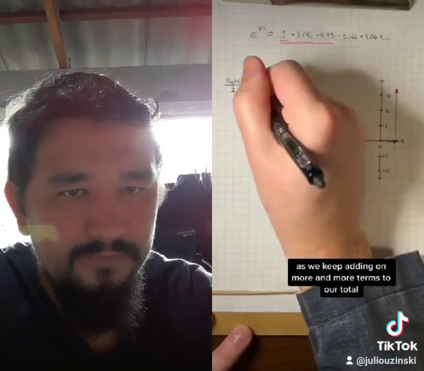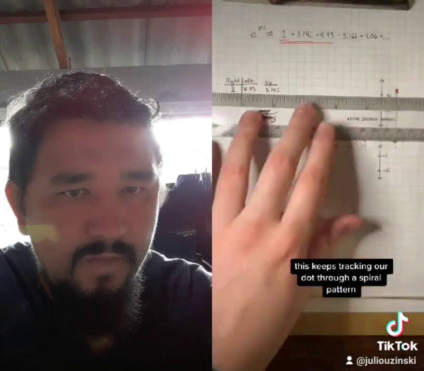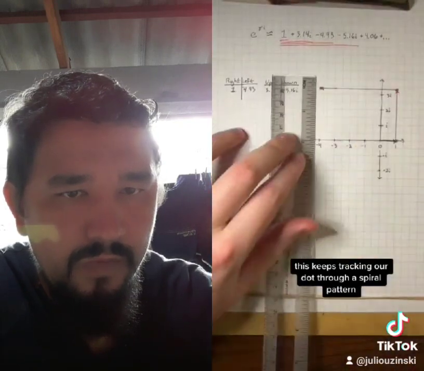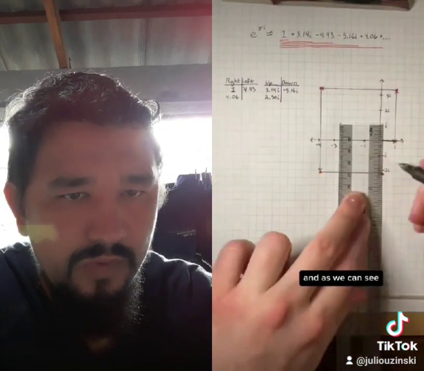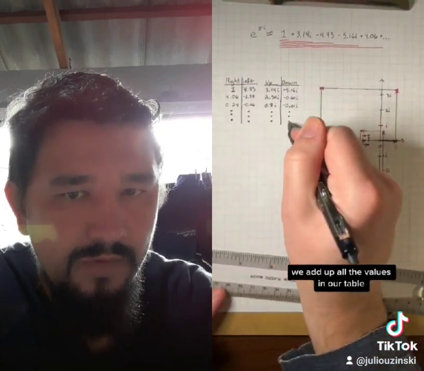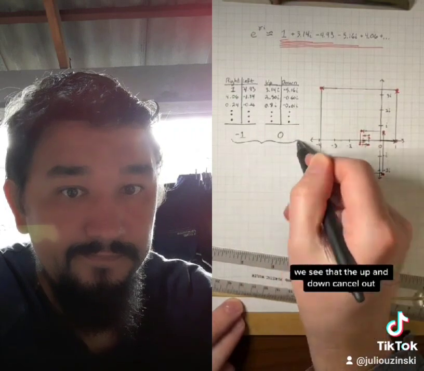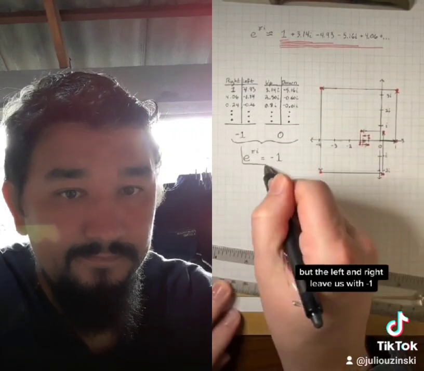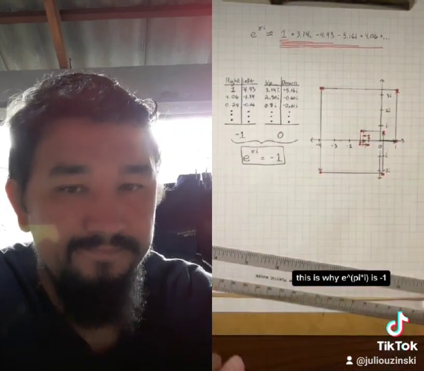As we keep adding on more and more terms to our total, this keeps tracking our dot through a spiral pattern. And as we can see, it just gets closer and closer to -1. If we add up all the values in our table, we see that the up and down cancel out, but the left and right leave us with -1. This is why e to the pi i is -1.